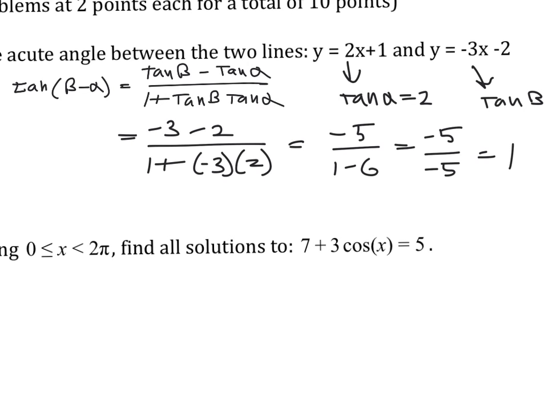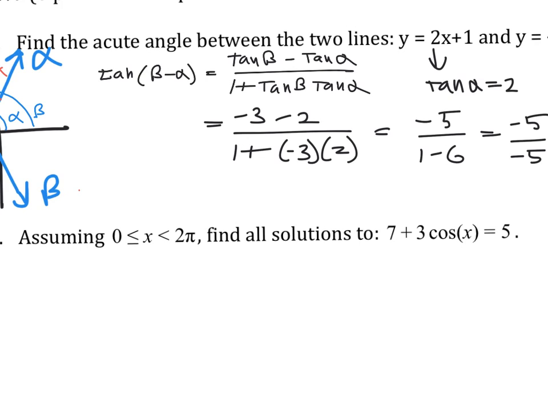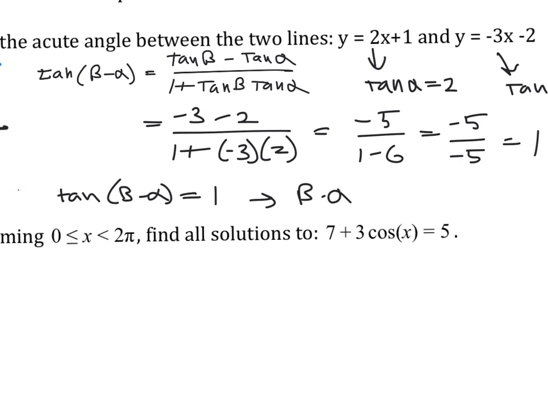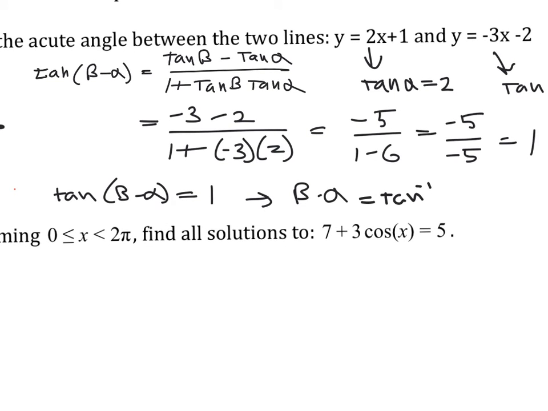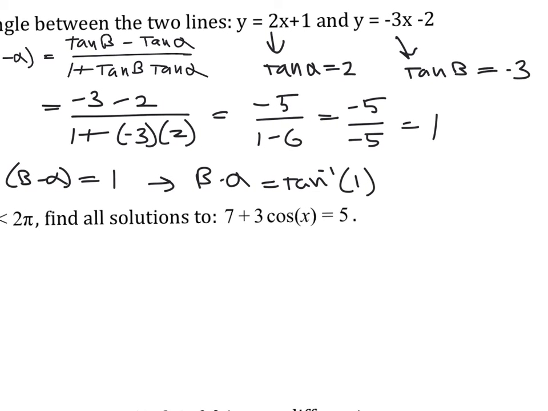I was looking a little grim there for a moment. So that means tangent of beta minus alpha is 1. Now, we can go and say, well, what's beta minus alpha? What is the value of that angle, that difference? And to figure that out, I can take the inverse tangent of both sides of this equation. That means that beta minus alpha is equal to inverse tangent of 1. What's the inverse tangent of 1? It's like, what angle is associated with the slope of 1? 45 degrees. And that's the answer.